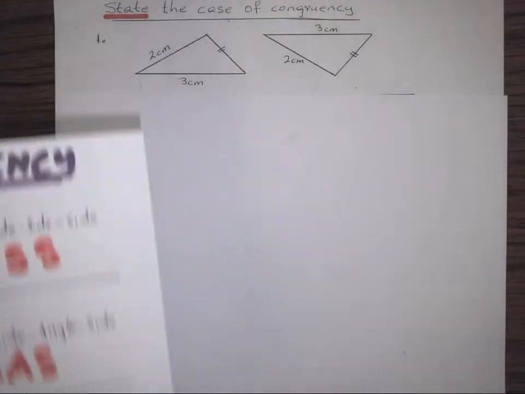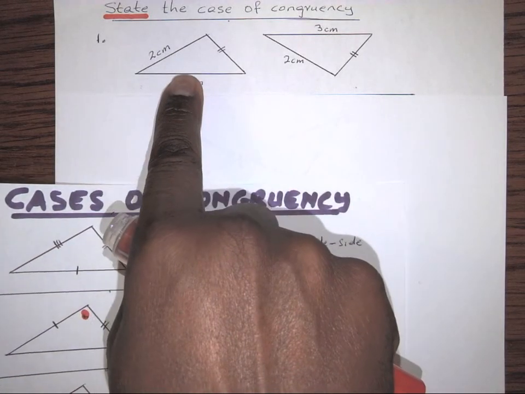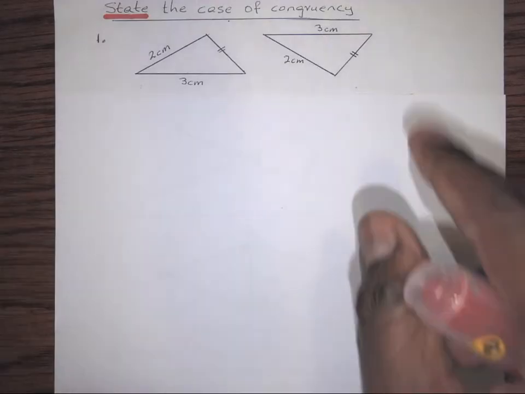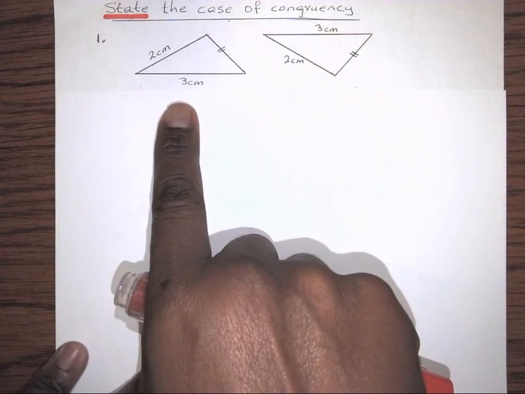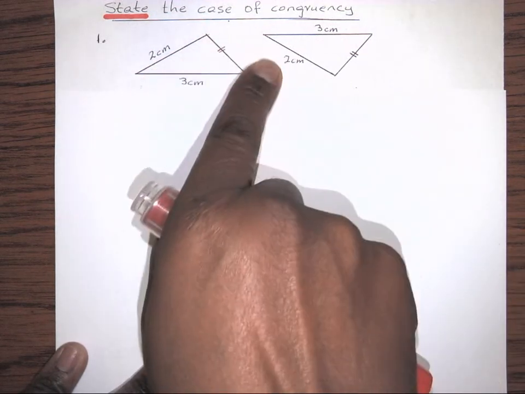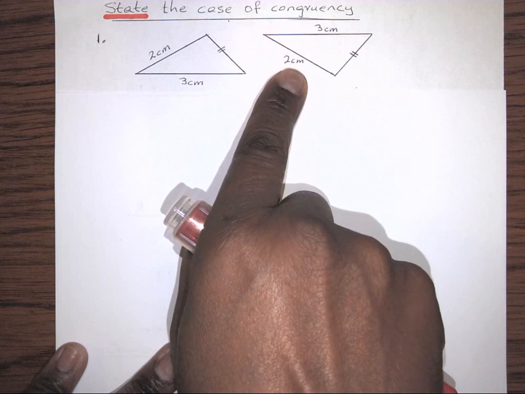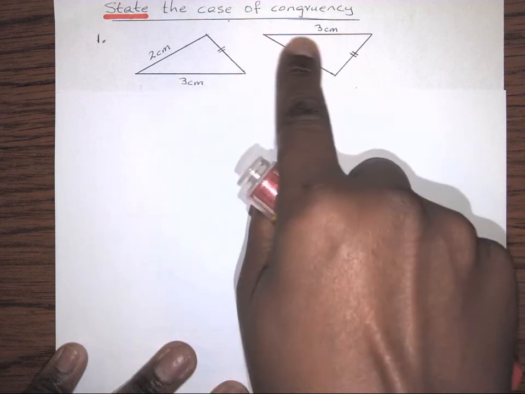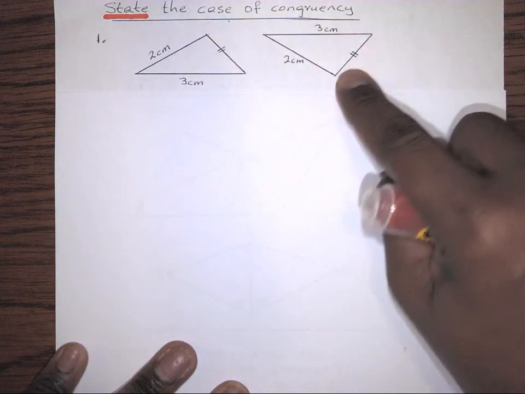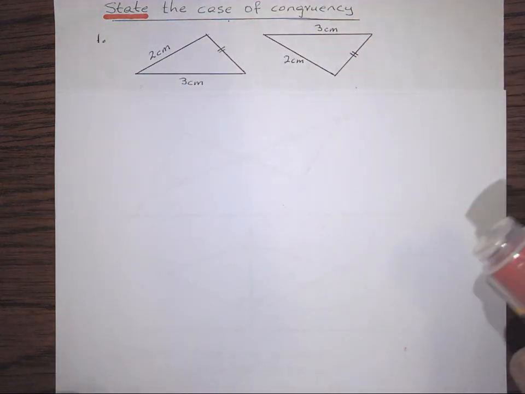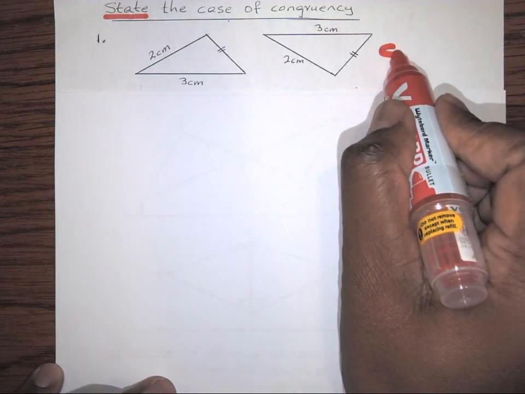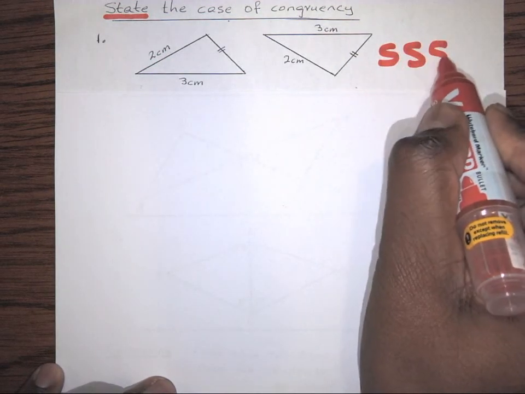So again, we've got to state the case of congruency between these two triangles. So here I have got the 2 centimeter, which is a side, a 2 centimeter, which is another side, a 3 centimeter, 3 centimeter, those are sides. And that side there is equal to that side. So the only things that are mentioned here are sides. So the case for congruency is side, side, side.